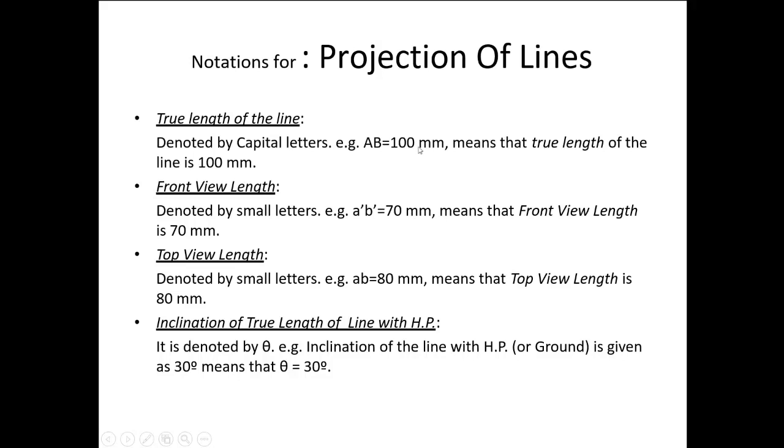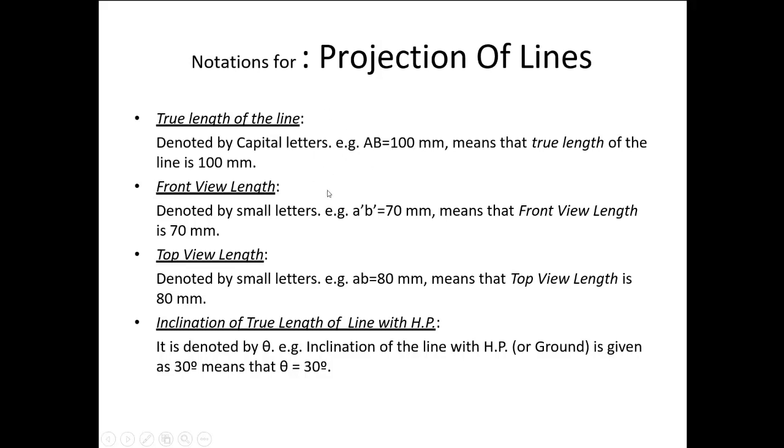So, true length of the line, that is the actual length that is given in the problem, is denoted by capital letters, for example, capital AB. AB is the true length of the line, which is 100 mm. This is nothing but the true length of the line. Okay. The actual line that is given can be noted as the true length of the line, and it is denoted by capital letters.